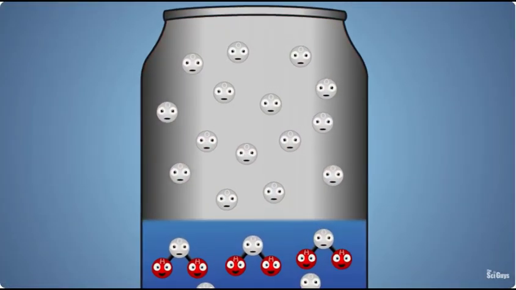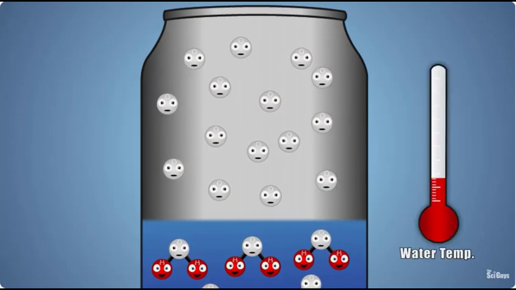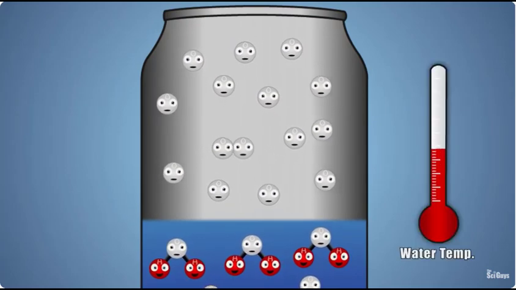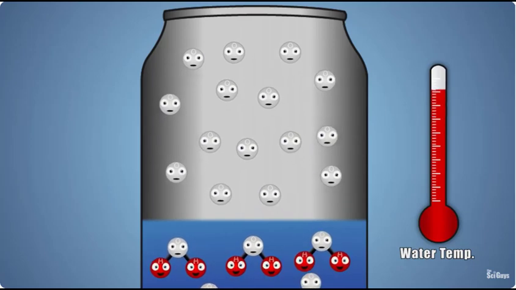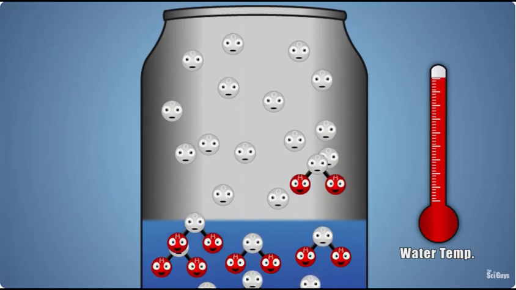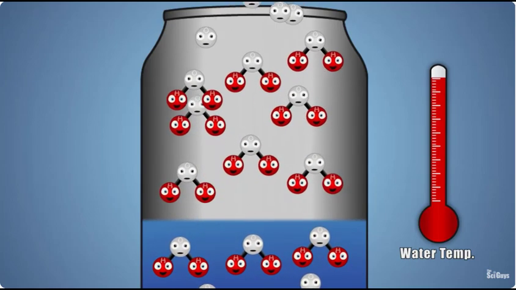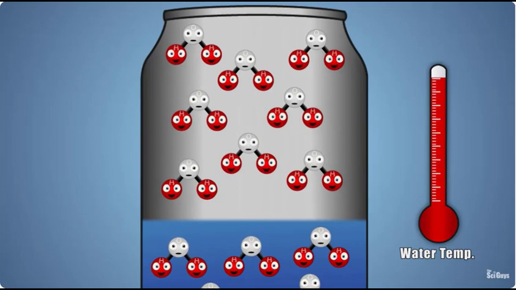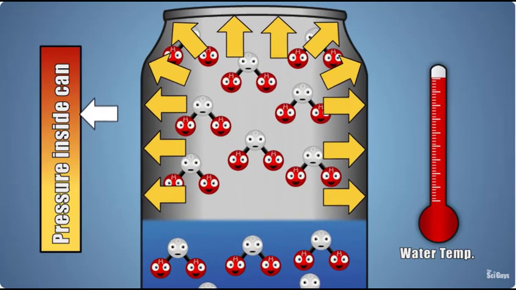Before we heat our can, it's filled with liquid water and gaseous air molecules. Heating our can adds energy to our liquid water. The more energy we give our water molecules, the more excited they get, and the further apart the molecules spread. Once enough energy has been added, it changes state from a liquid to a gas. This gas is called water vapor.